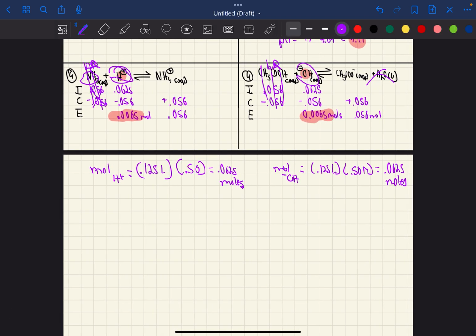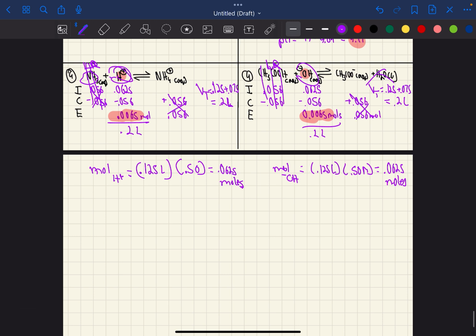So how do you do this? All you have to do is literally divide this by the total volume. And how do you get the total volume? Well, total volume is going to be that 0.125 plus that 0.075, and here as well is going to be 0.125 plus 0.075, and you get 0.2 liters. Once you get 0.2 liters, just put that right back here. And again, this doesn't matter because it's not a buffer anymore. If it's not a buffer, it's not going to influence pH anymore.